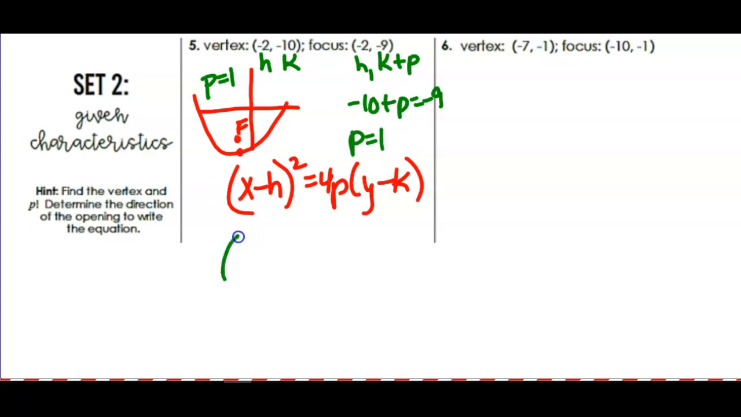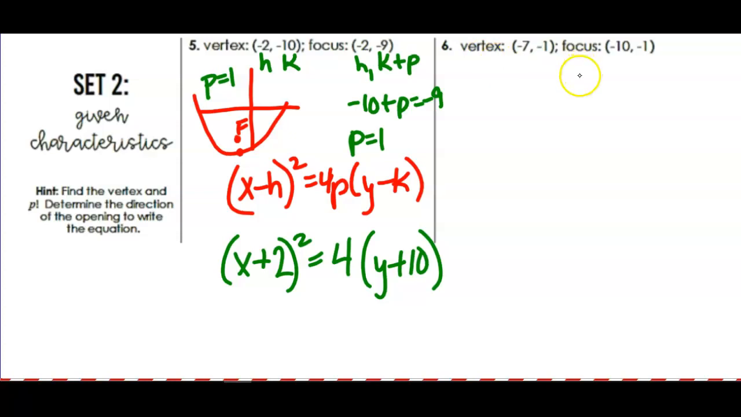All right, so all you gotta do is plug everything in. H plus, or minus -2 is plus 2. 4P is just 4, and Y minus K. K was 10. Nope, -10, so it's plus 10.